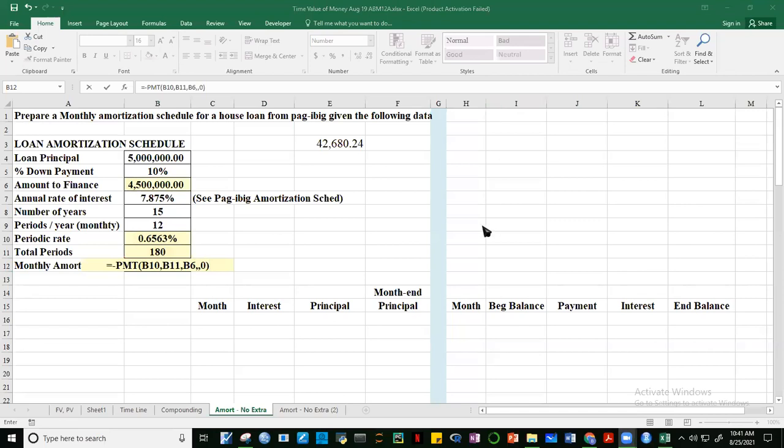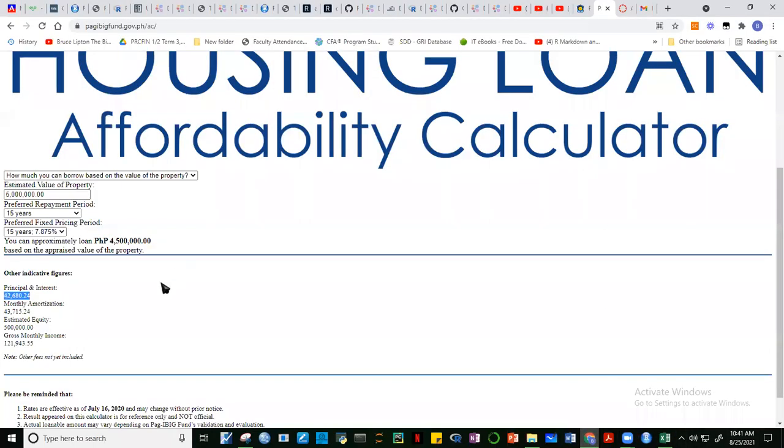Ayun, 42,680.24. Okay. So, Erin, kaya nag-negative ka kasi hindi kayo naglagay ng negative dito, but that's okay. Tinitingnan natin yung absolute value dito. Di ba yun nilagay ni Pag-ibig, yung 42,680? Kaya natin i-compute yan sa Excel, yung binigay ni Pag-ibig. So we validated this. Itong principal and interest, may additional computation na ginagawa si Pag-ibig, but for our purposes, we'll be using this 42,680.24.